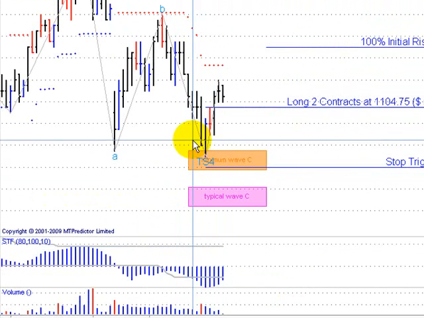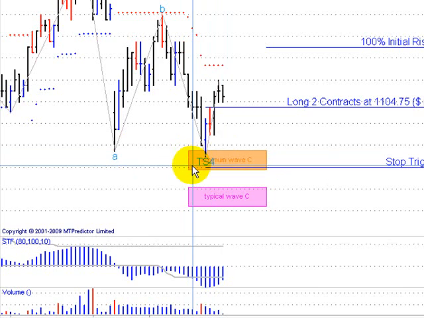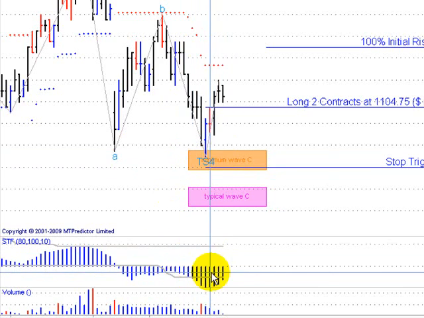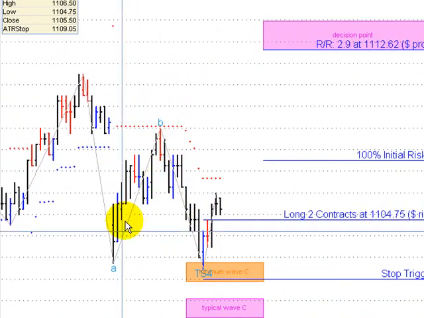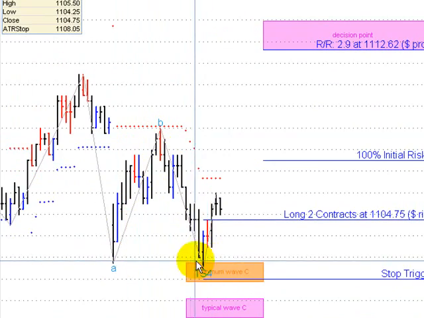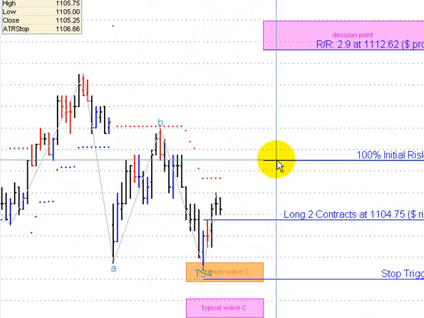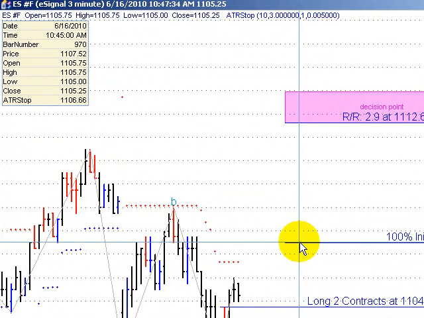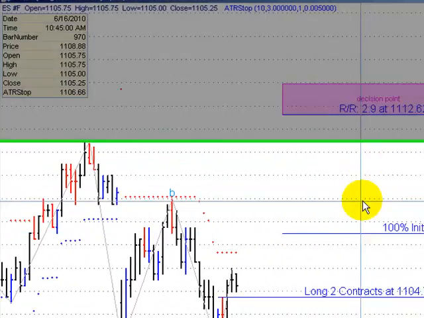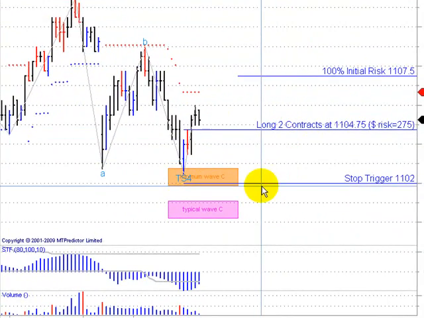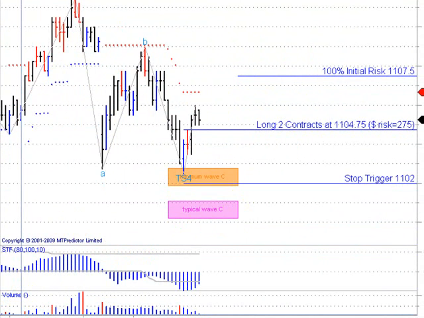And also here now we had a TS4 long setup in the ES 3-minute. Again, this is with the trend. After this, A up to B, down to C, and we'll see if it gets to the 100% initial risk area there. Target's almost 3 to 1. And so we'll watch and see how that plays out.